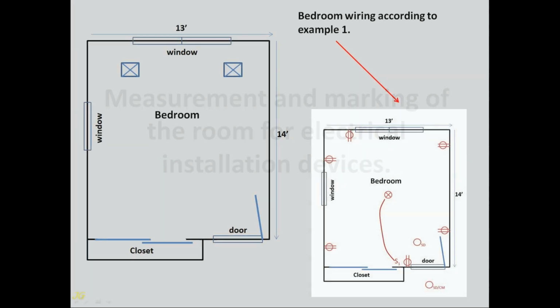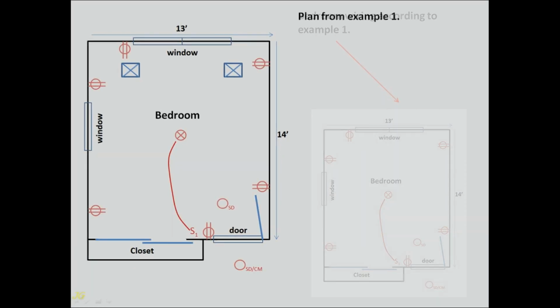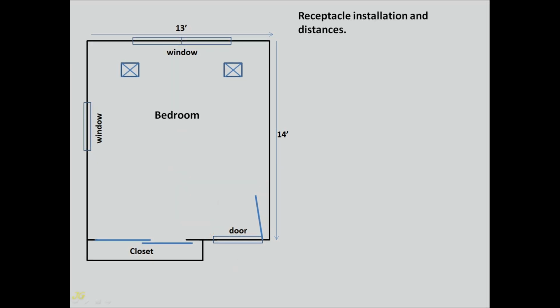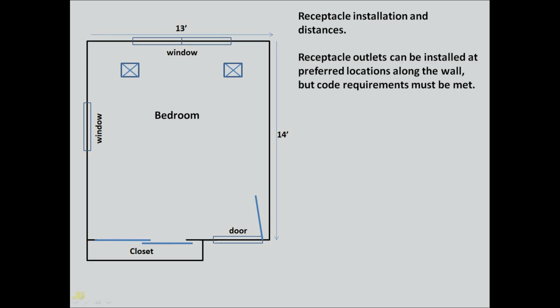Measurement and marking of the room for electrical installation devices. Bedroom wiring according to Example 1. Plan from Example 1. Receptacle installation and distances. Receptacle outlets can be installed at preferred locations along the wall, but code requirements must be met.